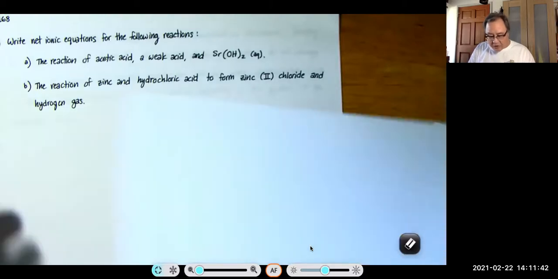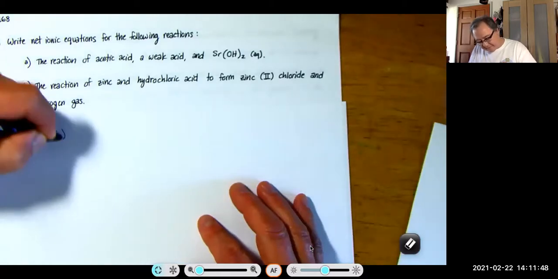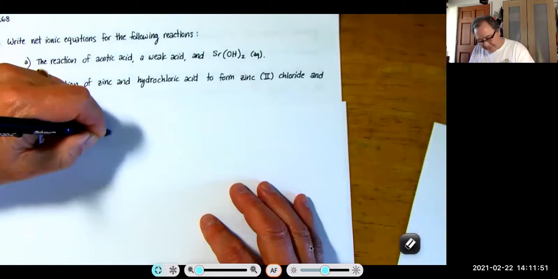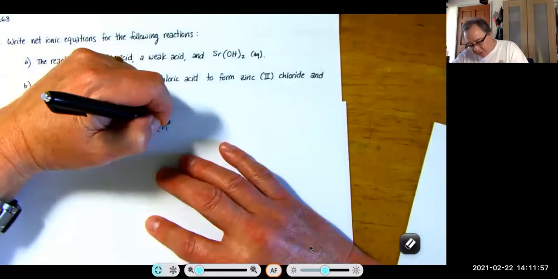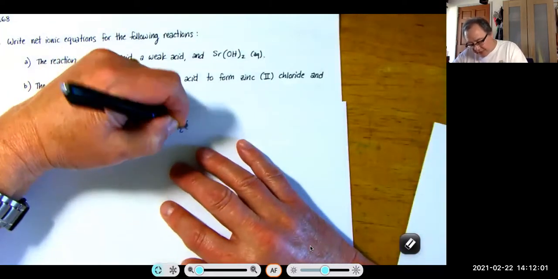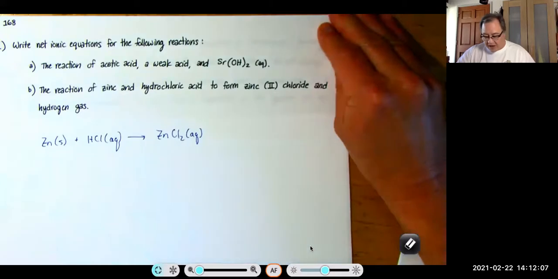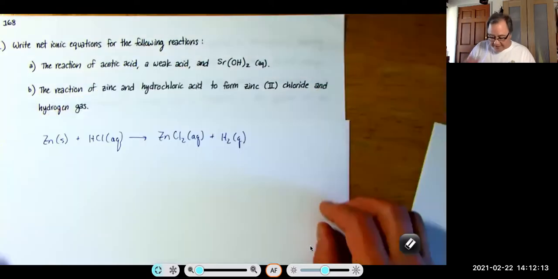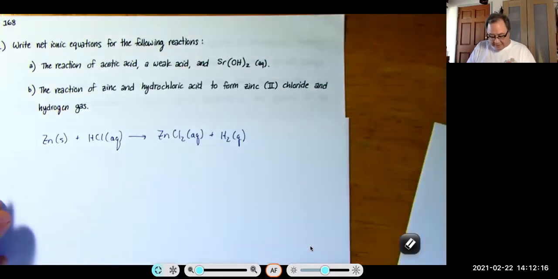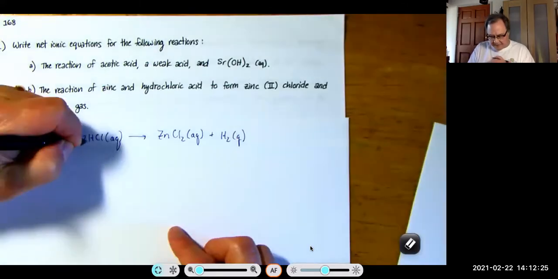Zinc and hydrochloric acid to form zinc chloride. Now, this is an interesting one because they actually use the 2 and you don't need to. But we're not gonna look a gift horse in the mouth, right? We're gonna go ahead and write that down. Okay, is it balanced? No. We need a 2 in front of HCl. Excellent.